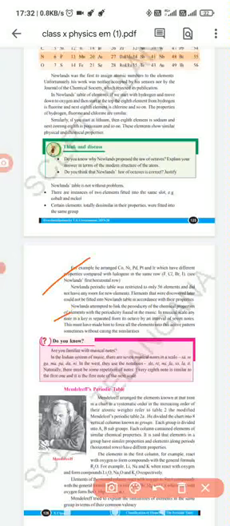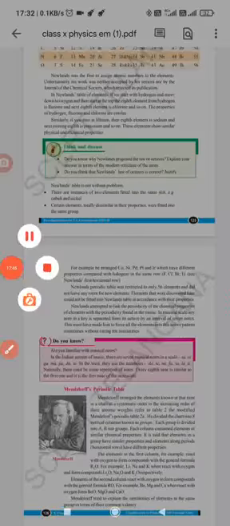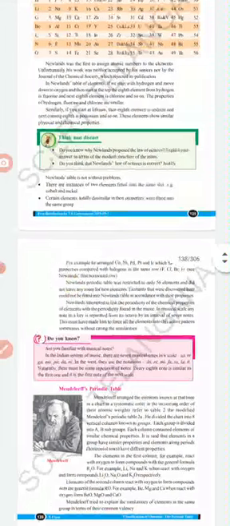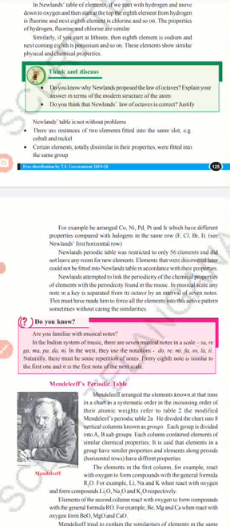Newlands attempted to link the periodicity of the chemical properties of elements with the periodicity found in music. In a musical scale, any note in a key is separated from its octave by an interval of 7 notes. This must have made him force all the elements into this octave pattern, sometimes without caring about the similarities.